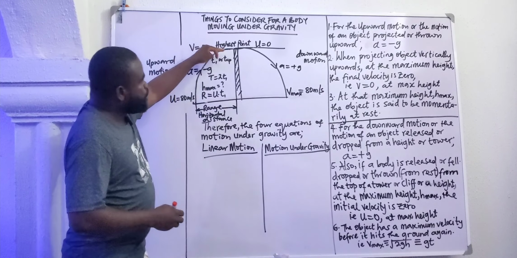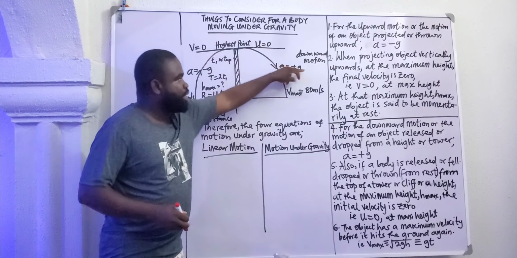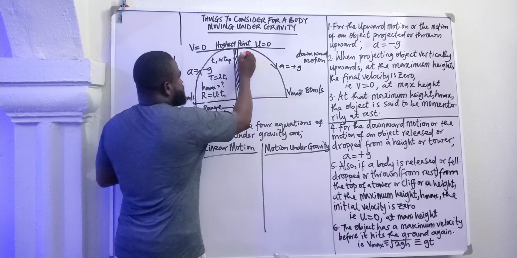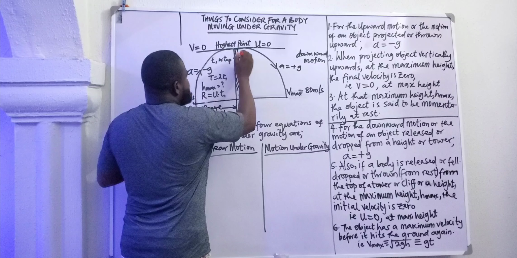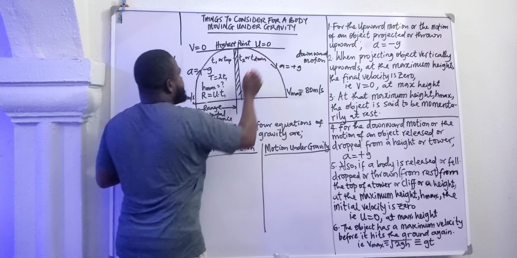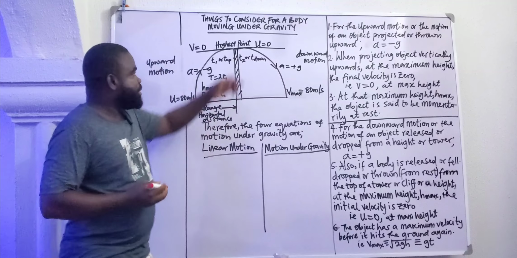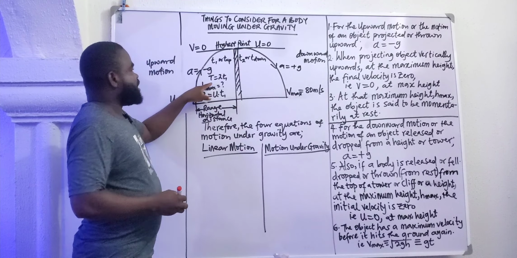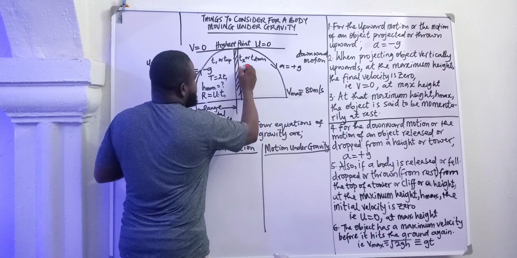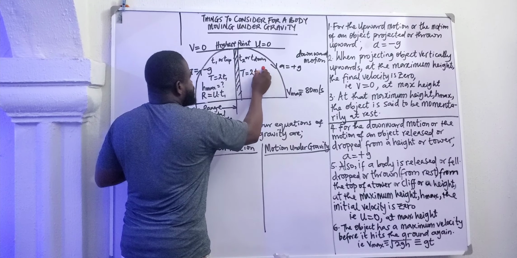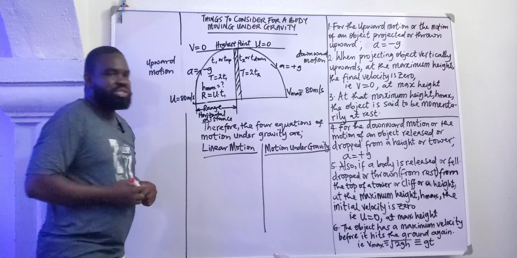Likewise, we will be asked to calculate for the downward motion the time it takes for the object to get down. We can call it T2 or T down. Once we know the time it takes for the object to go from the top to the ground, we can get the total time, which will be capital T equals 2T2 or 2T down.